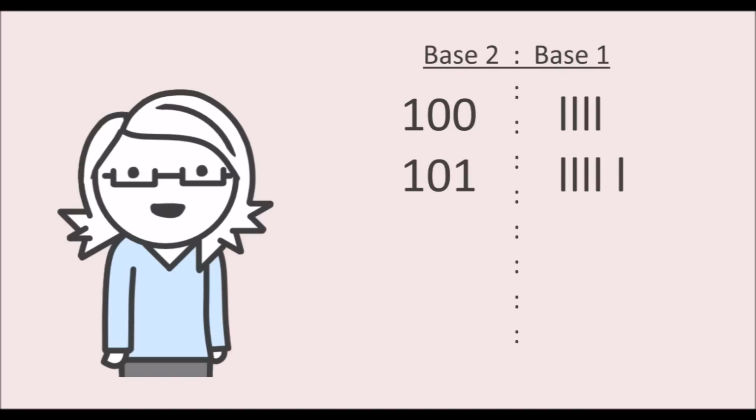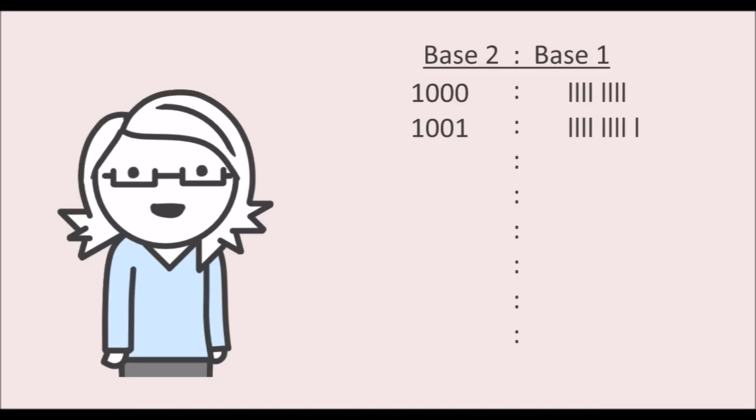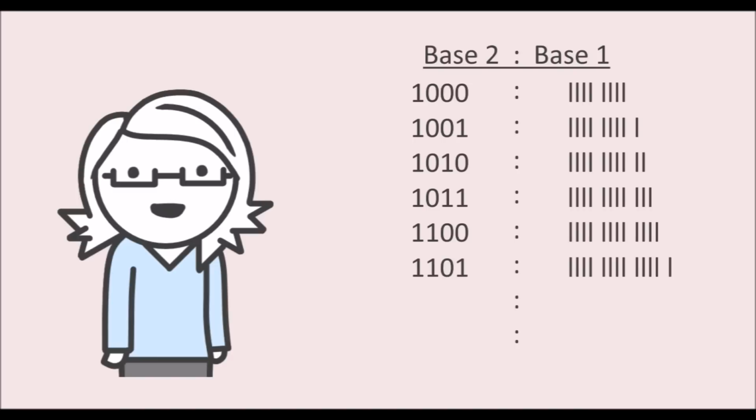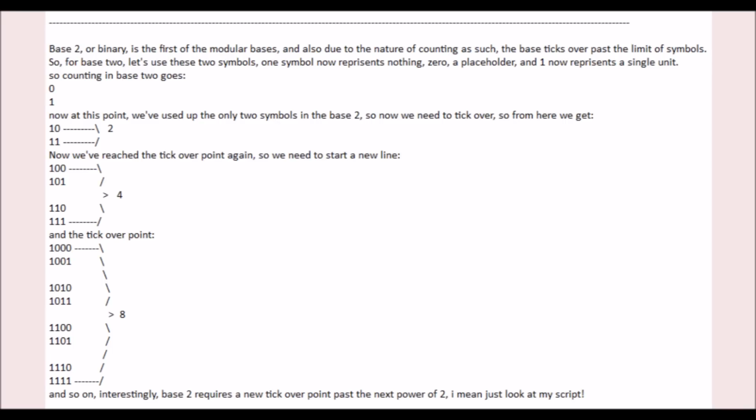100, 101, 110, 111. And the tick over points: 1000, 1001, 1010, 1011, 1100, 1101, 1110, 1111, and so on. Interestingly, base 2 requires a new tick over point past the next power of 2. I mean, just look at my script.